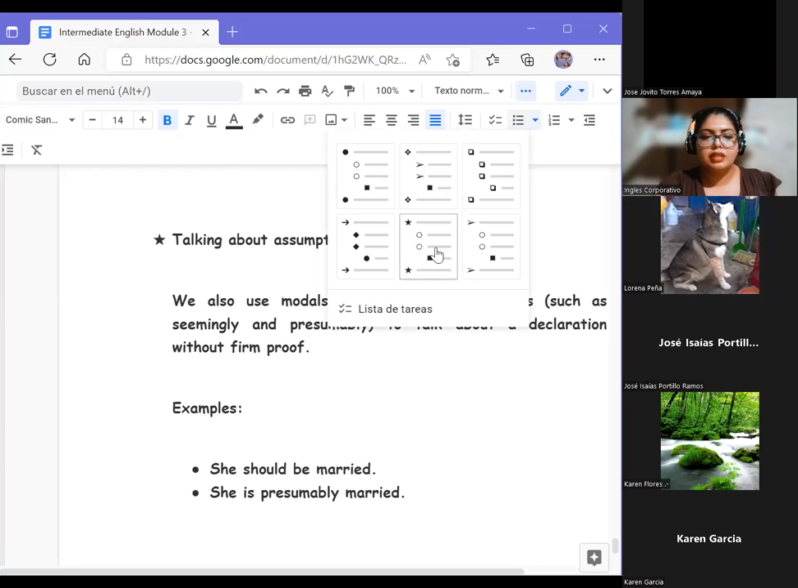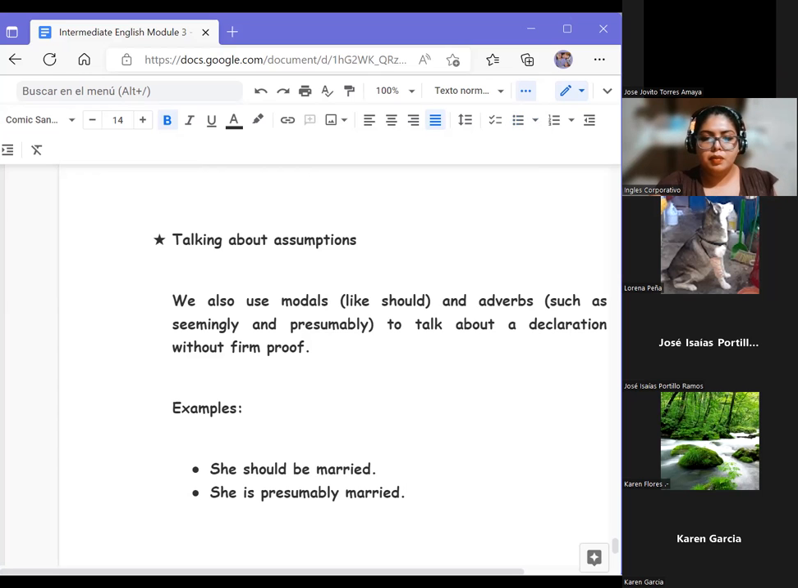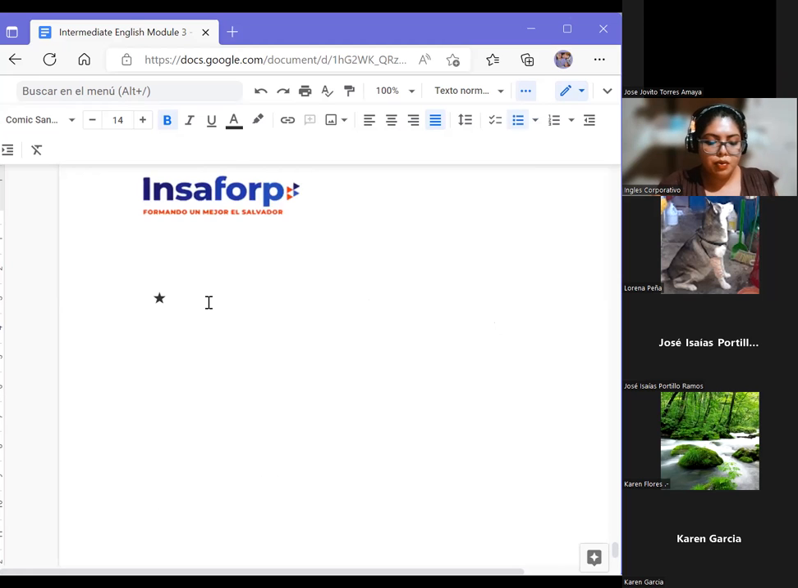Then we have the other one, that is talking about willingness. And it says, modals such as will and would and adverbs like willingly and voluntarily to show willingness and unwillingness for something. So in cases where we are talking about if I like or I want to do something, if I am going to do something or I don't want to help doing something. So in cases like saying that we are wanting to do something for someone, we are going to use will and would, in other words.